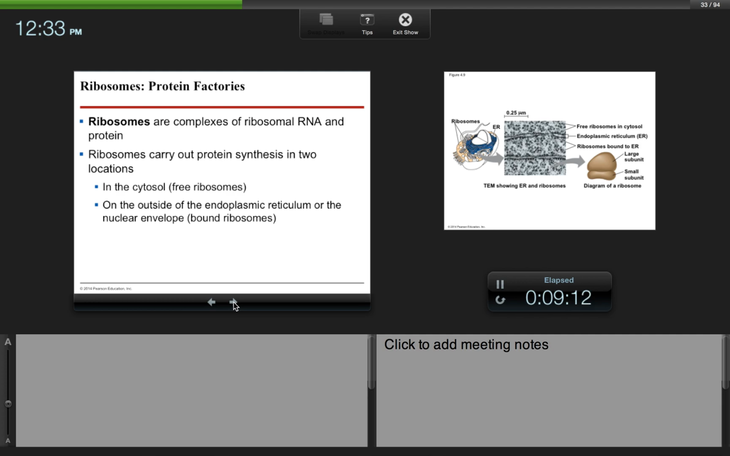Ribosomes are complexes of ribosomal RNA and protein. Ribosomes carry out protein synthesis in two locations. Free ribosomes are found in the cytosol, and bound ribosomes are found attached to the endoplasmic reticulum. So free ribosomes are going to make proteins that will stay within the cell and have specific functions in the cell, and your bound ribosomes will make proteins that will be exported out of the cell.